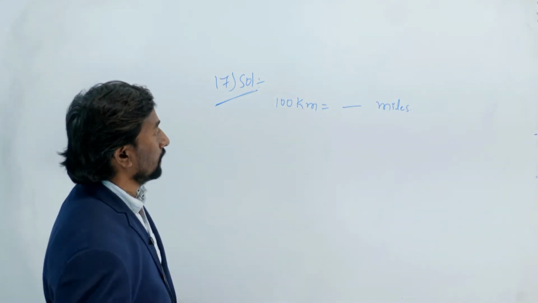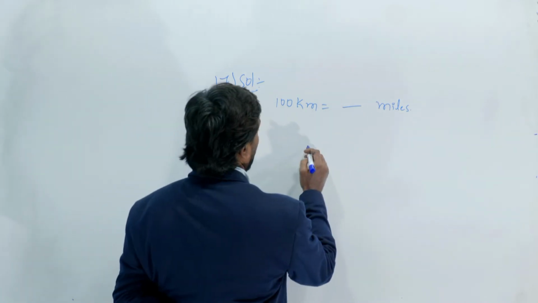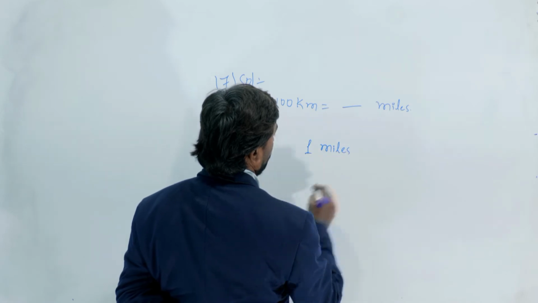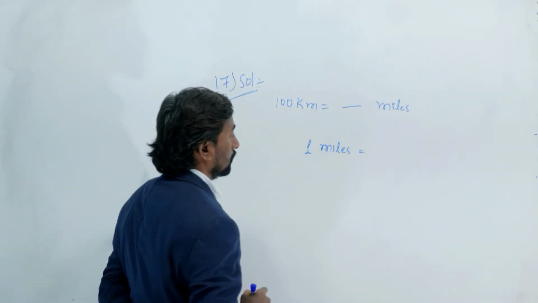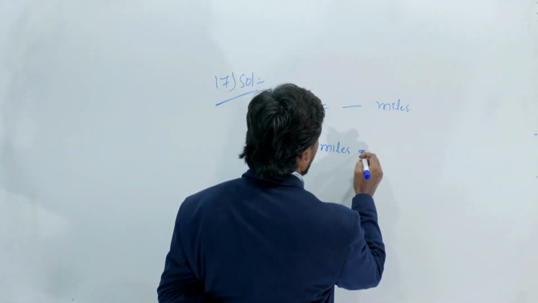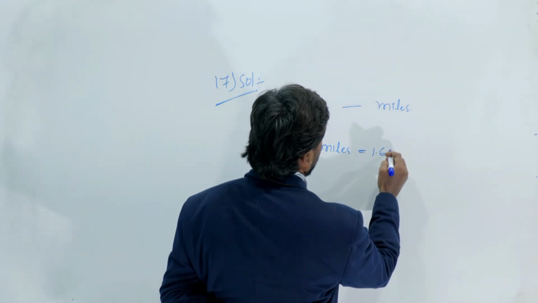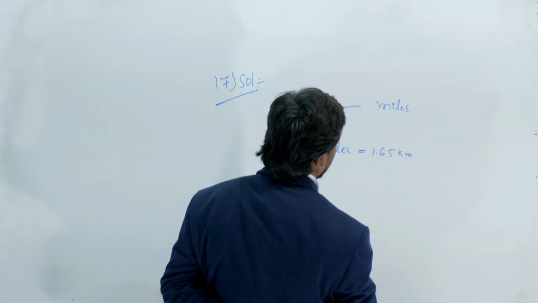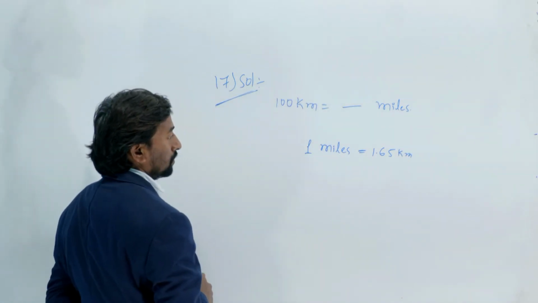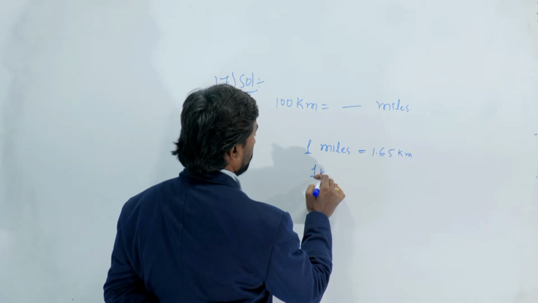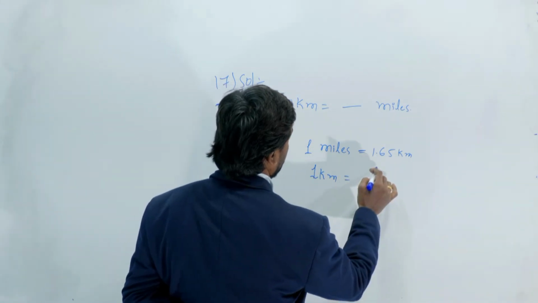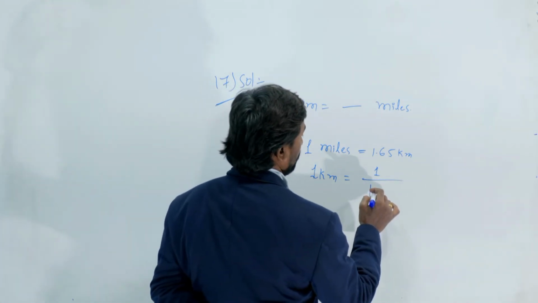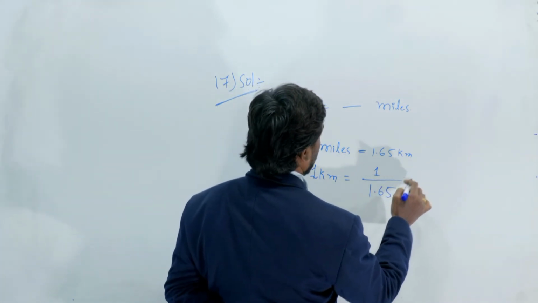So here we can write 1 mile. 1 mile is equal to 1.65 kilometers. Okay. So now 1 kilometer, if you write there, 1 kilometer is equal to 1 by 1.65 mile.